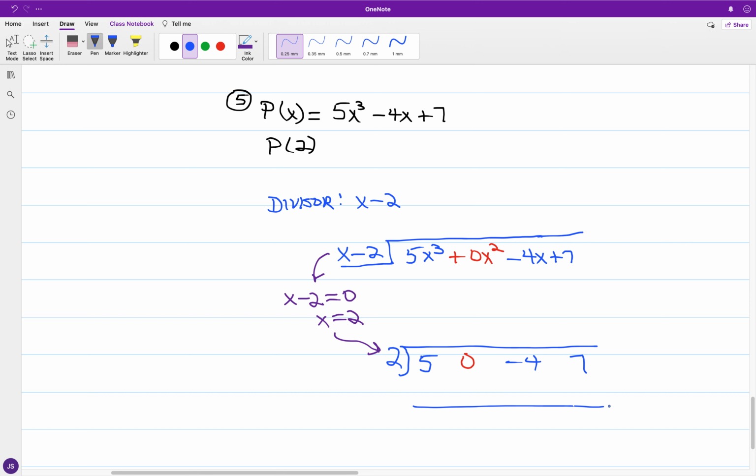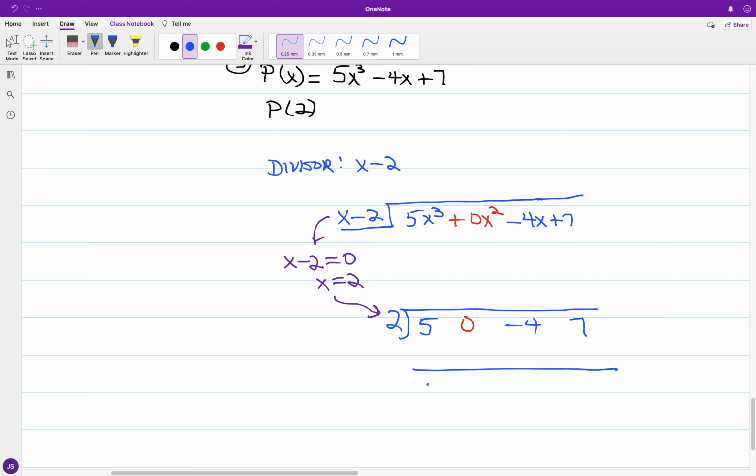Okay, and so just taking what we have now. The leading coefficient in the dividend is also going to be the leading coefficient in the quotient. So 5 is brought down, and we have 2 times 5 is 10, 0 plus 10 is 10, 2 times 10 is 20, negative 4 plus 20 is 16, 2 times 16 is 32, and 7 plus 32 is 39.